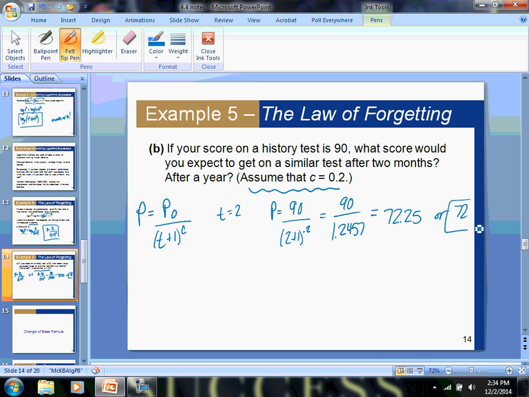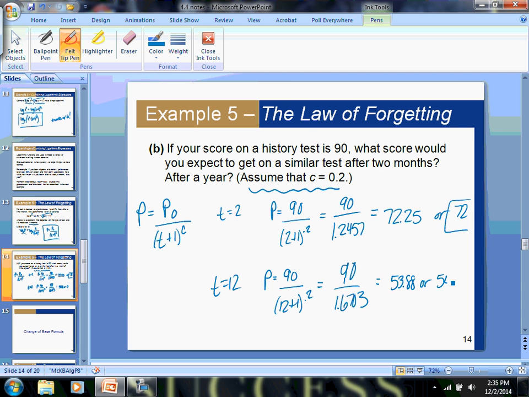And after 12 months, after a whole year, let's see, we would still have 90 over 12 plus 1 to the 0.2. So 12 plus 1 is 13, and 13 to the 0.2. Our P sub 0 is 90. 13 to the 0.2 is 1.6703. And then when you divide there, you'll get 53.88. Or if you wanted to write it as 54, that's okay.